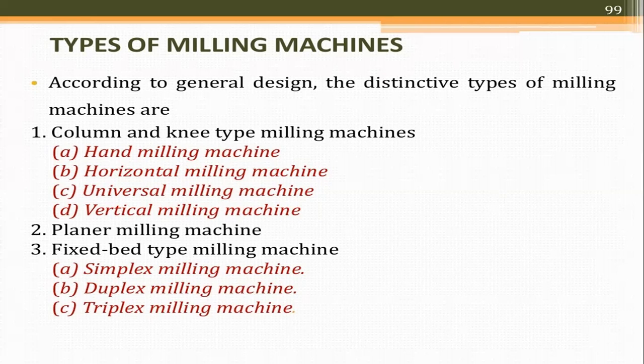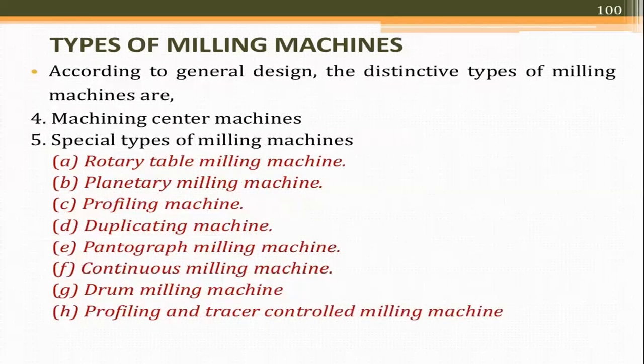The second important type is the planar milling machine. The third one is the fixed bed type milling machine. From this type, we have the simplex milling machine, duplex, and triplex milling machines. The fourth one is the machining center. And the fifth one is the special type of milling machines. From this type, we have the rotary table milling machine, planetary milling machines, profiling machines, duplicating machines, the pantographic milling machine, continuous milling machine, drum milling machine, and the last one is the profiling and tracer controlled milling machine.